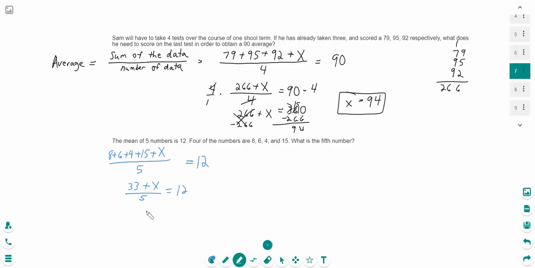Now we can multiply both sides by 5 to get 33 plus x equals 60. Then we can subtract 33 from both sides. And that's going to give us x is equal to 27, right? So that is the mysterious 5th number. All right, that's the 5th number in the set, since we know that the average has to be 12. Okay? Excellent.